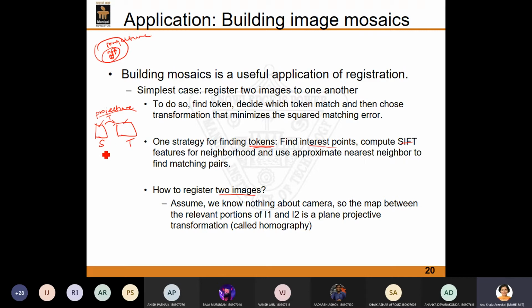And since we are considering a 2D image here, we are talking about 2D to 2D transformation, or 2D to 2D registration. So what we can say is it is basically called a plane projective transformation. Plane, because it is dealing with images. And another name for this is homography.